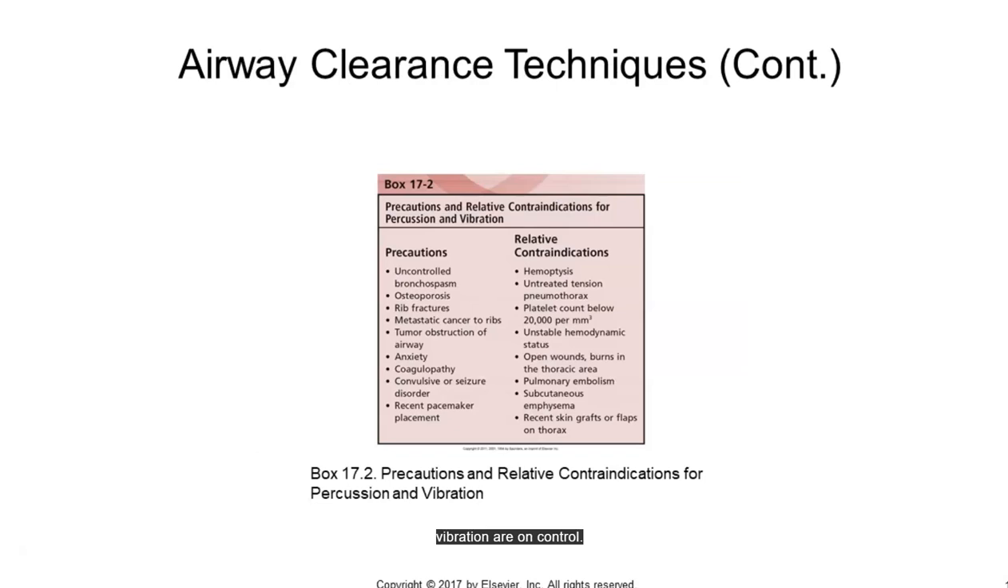Precautions for percussion and vibration are uncontrolled bronchospasm, osteoporosis, rib fractures, metastatic cancer to ribs, airway tumors, anxiety, coagulopathy, seizure disorders, or recent pacemaker insertion. Relative contraindications are hemoptysis, untreated tension pneumothorax, low platelet count, unstable hemodynamics, open wounds or burns in the thoracic area, pulmonary embolism, sub-Q emphysema, and recent skin grafts or flaps on the chest.